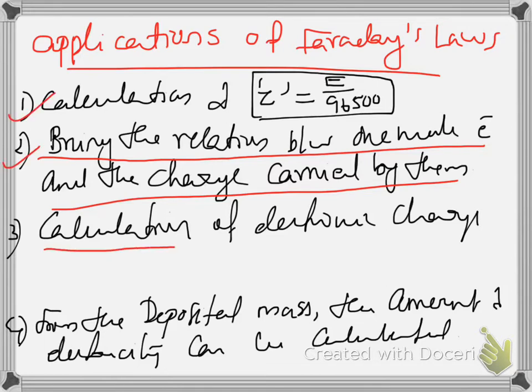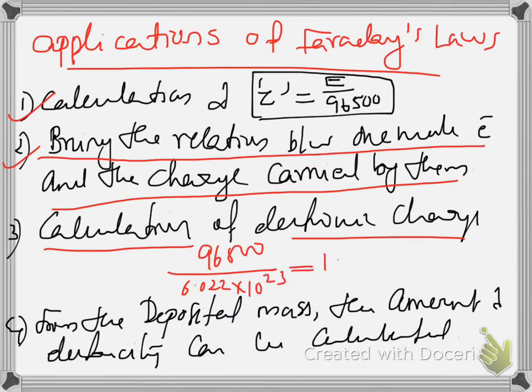Then third one, calculating the electronic charge. Total charge of 1 mole electron is 96500, divided by 1 mole, means 6.022 into 10 raised to 23. Then we will get 1.602 into 10 raised to minus 19 coulomb. This is the charge of 1 electron. Total charge of 1 mole electron is 96500, that has been divided by 1 mole or Avogadro number to get the charge of 1 single electron.